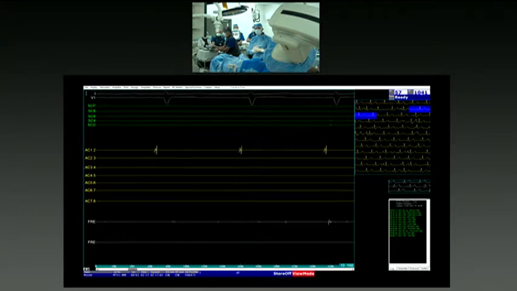This was the treatment for the first vein, and we repeat the same sequence of treatment for the second vein, which is the lower left vein.